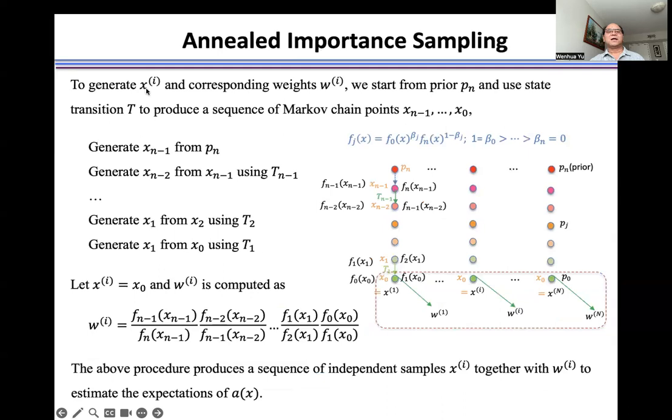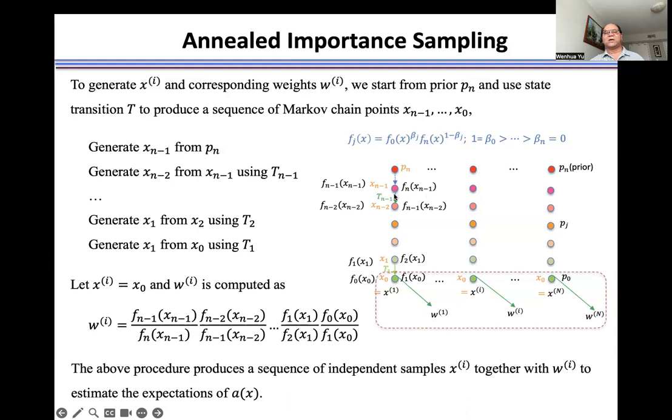To generate x and corresponding weights by using annealed importance sampling, we start from prior Pn and use the state transition probability to produce a sequence of Markov chain points x n-1 to x0. Namely, start from this Pn as prior. We sample x n-1. And then we calculate f n-1 and f n at a sample x n-1.